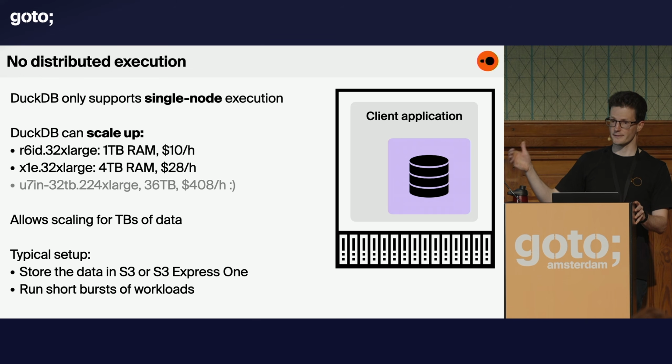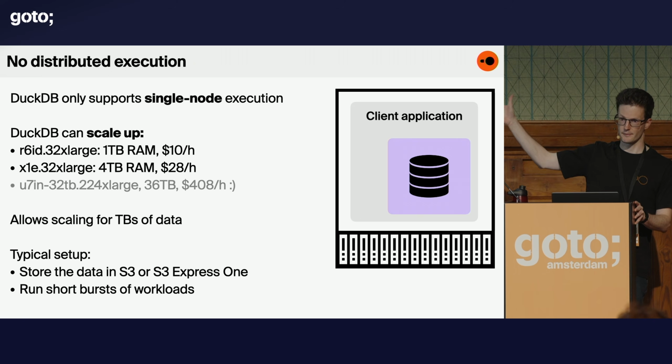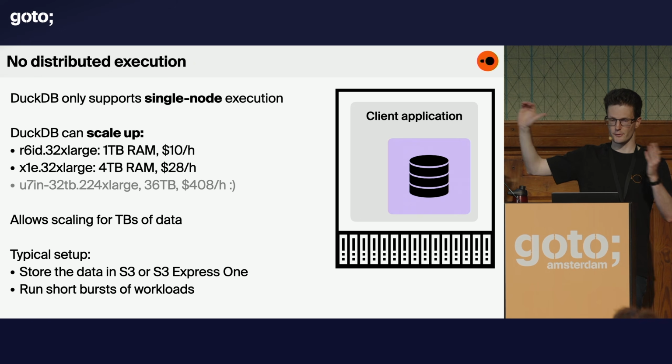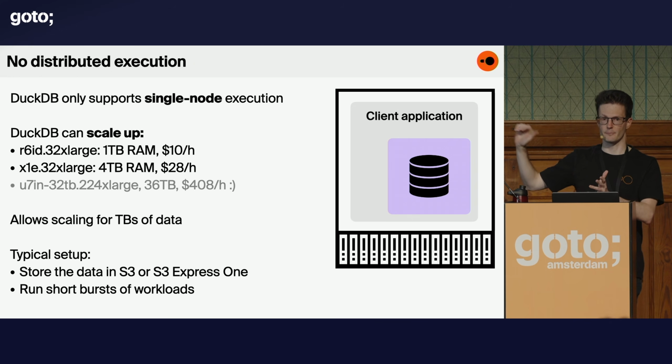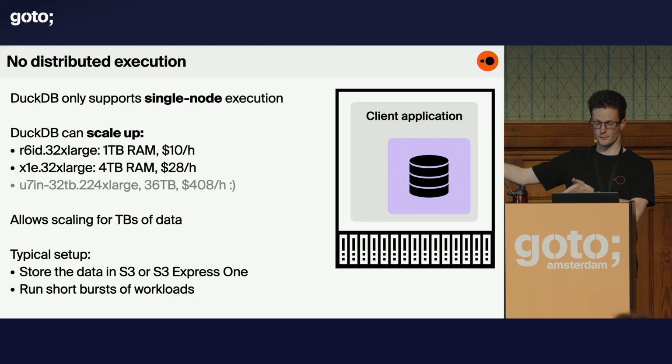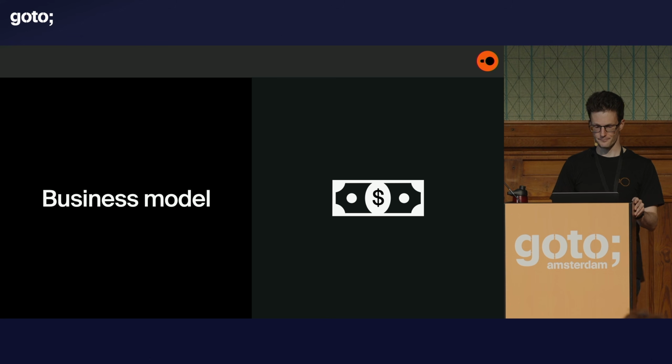And one thing that is very good for DuckDB is that you don't have to pay these outrageous prices every hour. You can just store your data in an S3 bucket, or even better, an S3 Express One bucket, and spin up a computer, run the short burst of workload, save the data back to S3, and then you still get a pretty good bang for your buck.